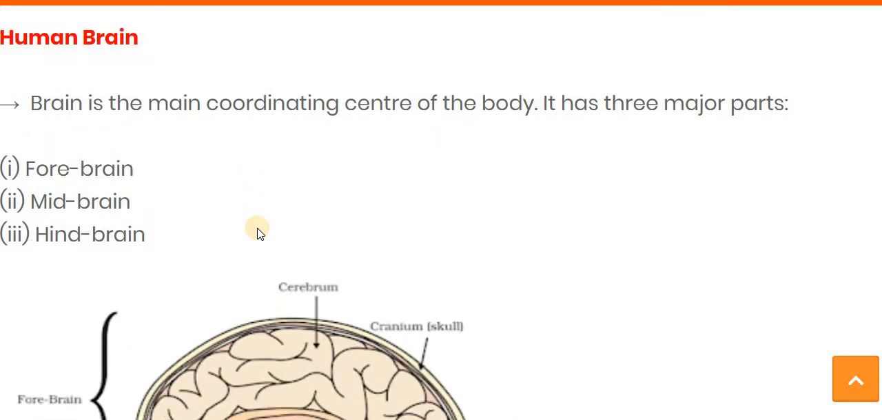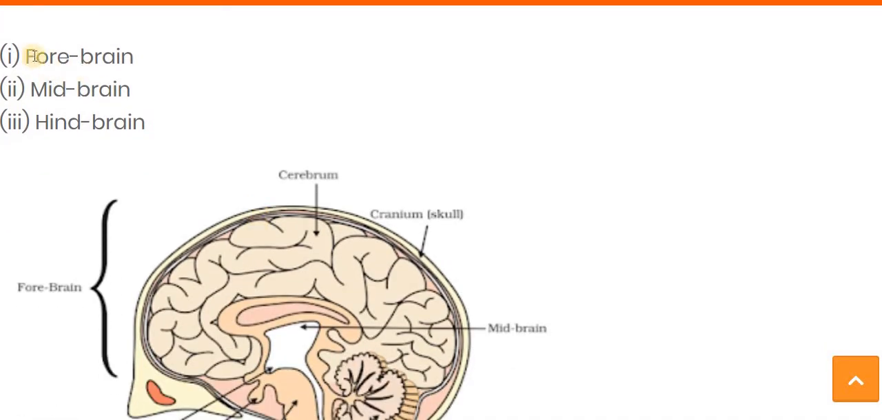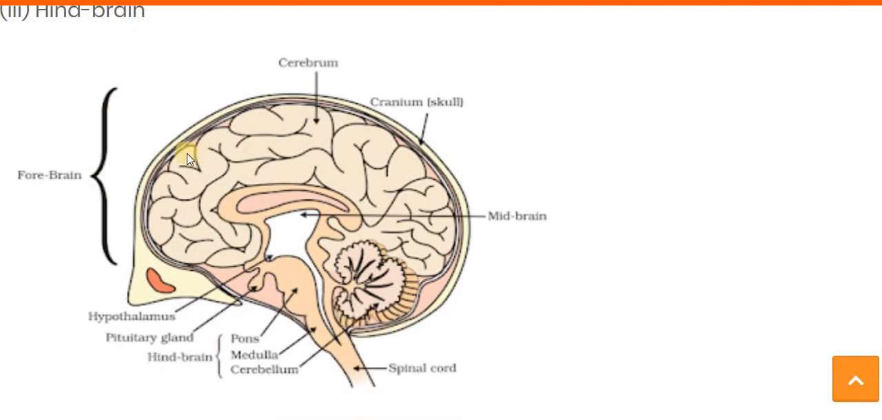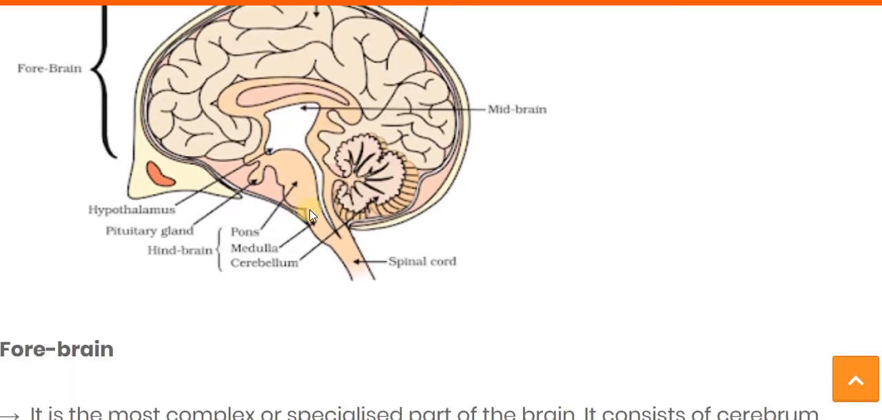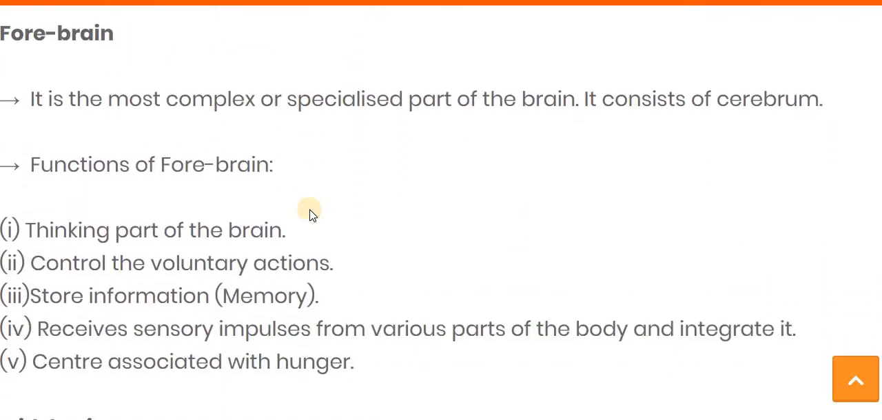Now the brain is divided into three major parts: forebrain, midbrain and hindbrain. Here you can see in the figure, this part is known as the forebrain. This part comes under the midbrain, and this comes under the hindbrain. In the hindbrain the three parts are pons, medulla and cerebellum. Whereas in the forebrain, the cerebrum and different lobes are there, and this is the midbrain. Let's discuss the forebrain.